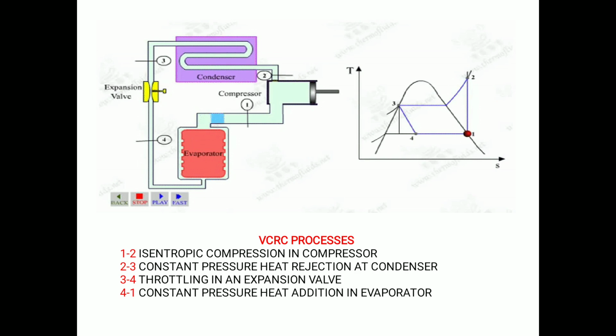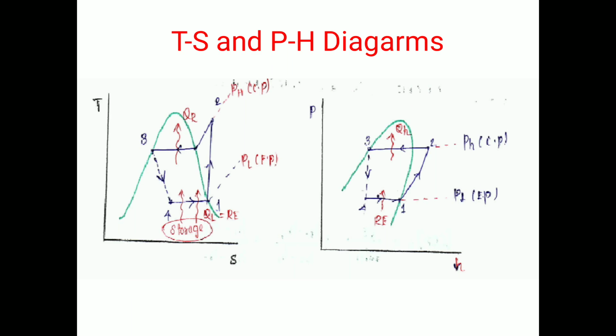So if you plot all these processes in a TS and pH diagram, it will look like this. So the green color line is a saturation curve and the blue one is a vapor compression refrigeration cycle line. So this is TS and pH diagram of a vapor compression refrigeration cycle, an ideal vapor compression refrigeration cycle, you can say. Let us try to analyze all the four processes involved in vapor compression refrigeration cycle.